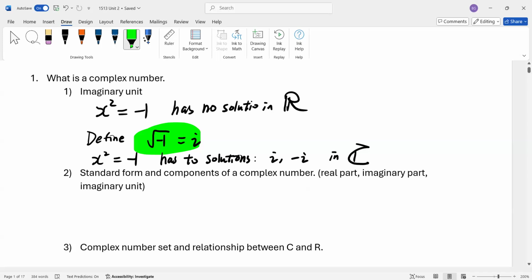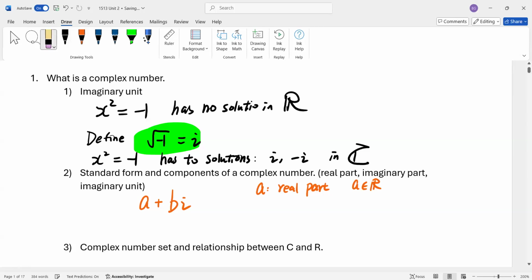How do the mathematicians expand this number system from real number set to complex number set? What does a complex number look like? The standard form of a complex number looks like this: a plus bi. There are three components in the standard form of a complex number. The three components are: a here is the real part. It is a real number, okay? a is a real number.